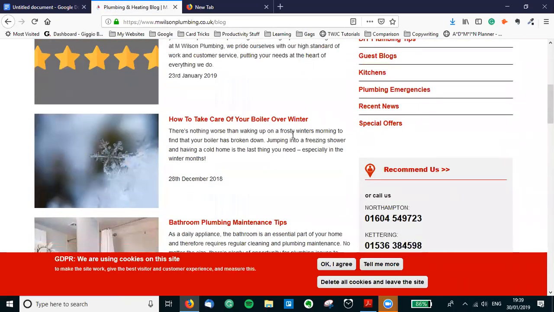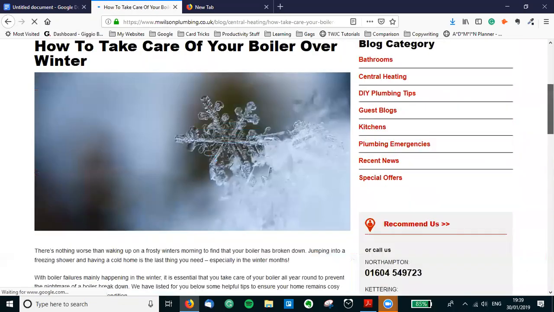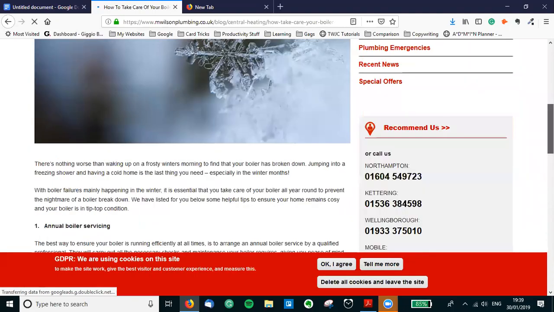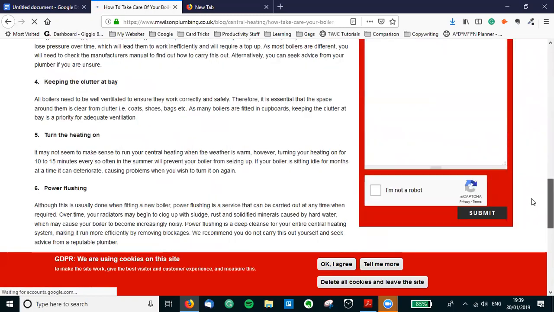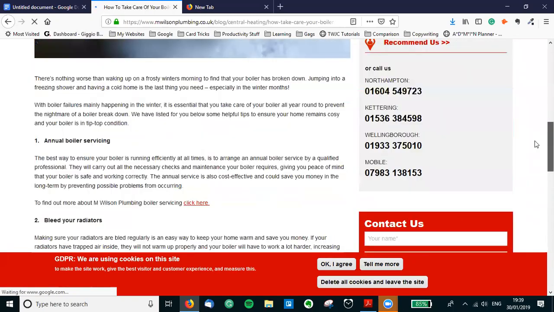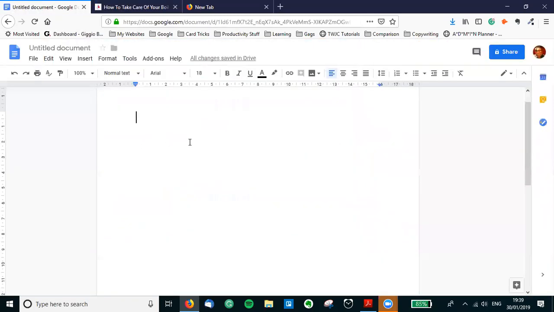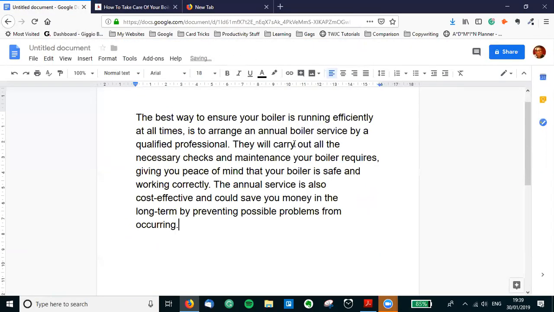So they've got a post here. Let's do this one: How to take care of your boiler over winter. What we have is a short blog post here, 7 tips on how to take care of your boiler. I'm not going to do the whole blog, obviously, but let's just take the first point and the first paragraph, if my copying and pasting skills are up to it. So let's put it in here and see what we do.